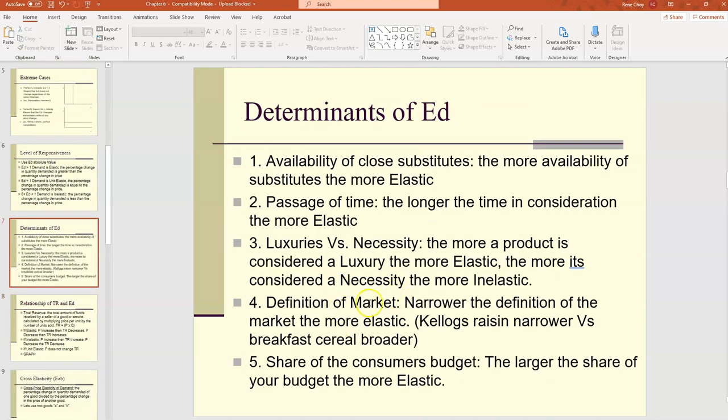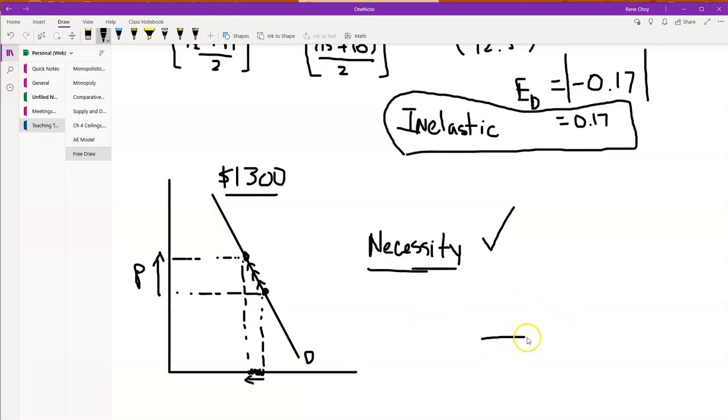The next one is the definition of the market. The narrower you define a particular market, the more elastic you become. The broader you define a market, the more inelastic you become. Imagine the difference between saying, I want Kellogg's for breakfast, which is a very specific thing. Now there's a lot of other substitutes to that, so you're more elastic when you're being very specific.